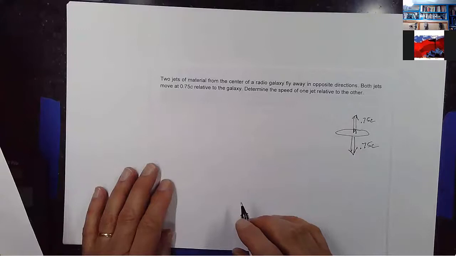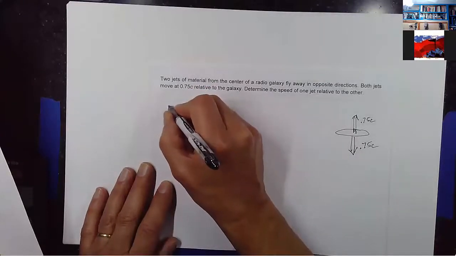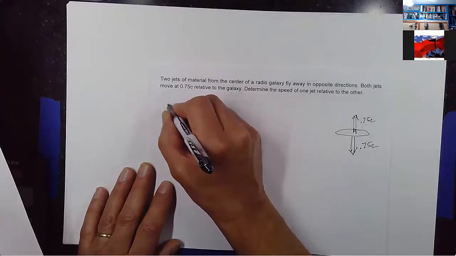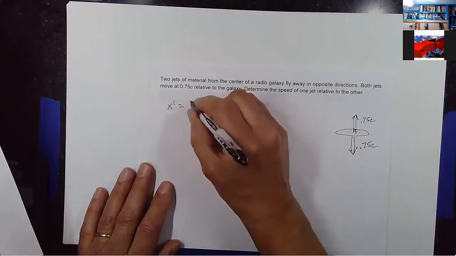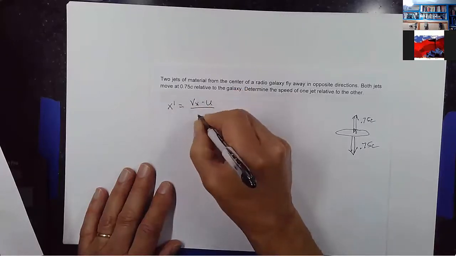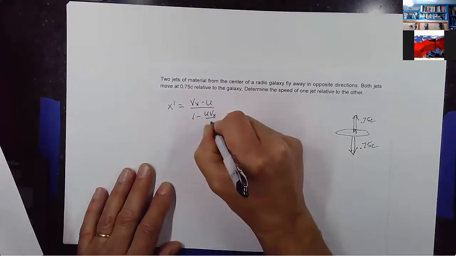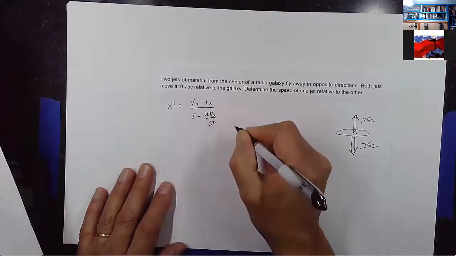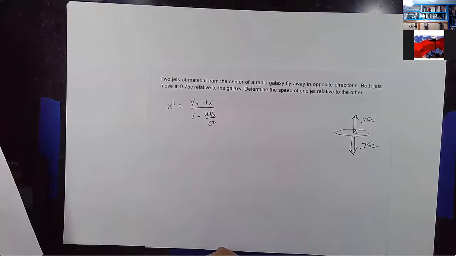And, well, here's our formula. It's going to be x prime is equal to v sub x minus u divided by 1 minus u v sub x over c squared. This is going one direction. We can also go the other direction too. But in fact, we did derive these expressions somehow here.